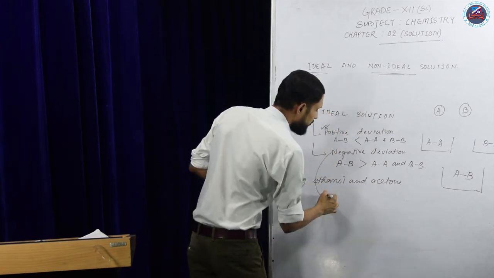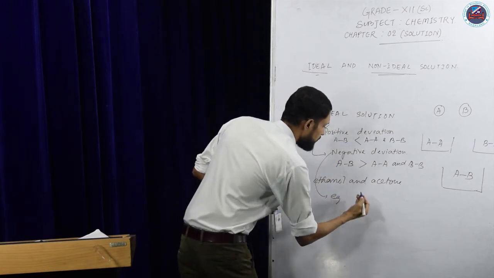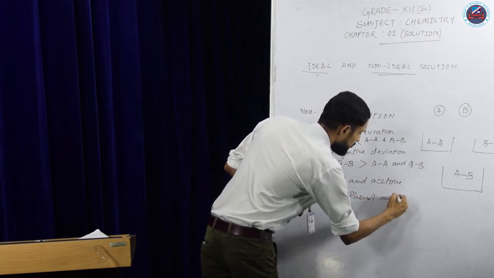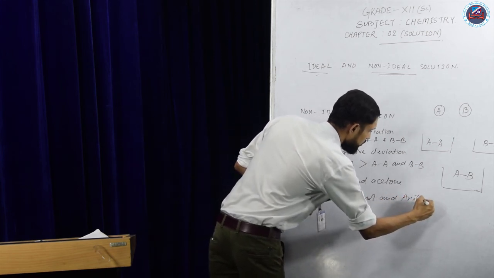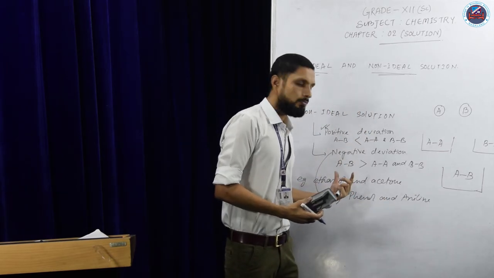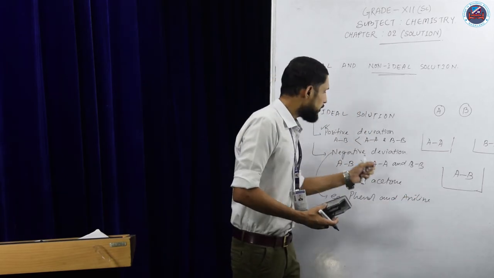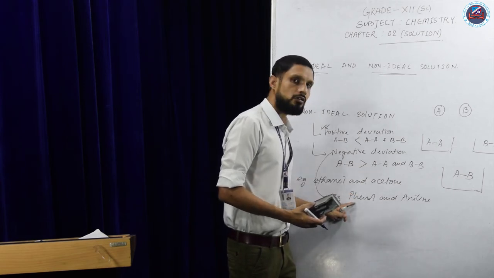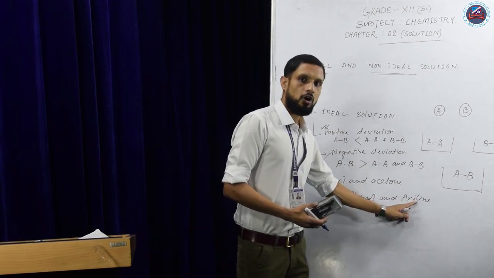For negative deviation, you can take the example of phenol and aniline. So in case of phenol and aniline, the interaction between phenol and aniline is stronger than the interaction between phenol molecules or aniline molecules.